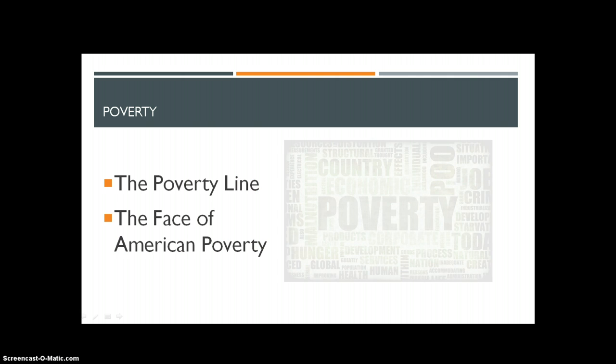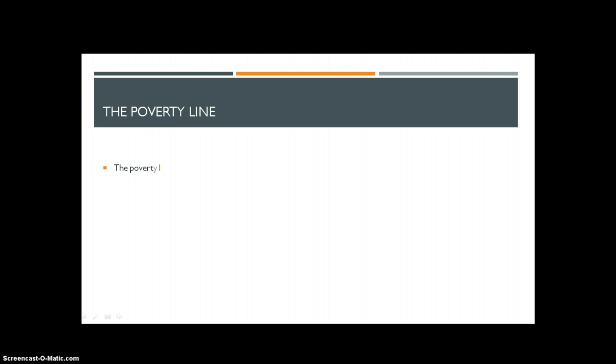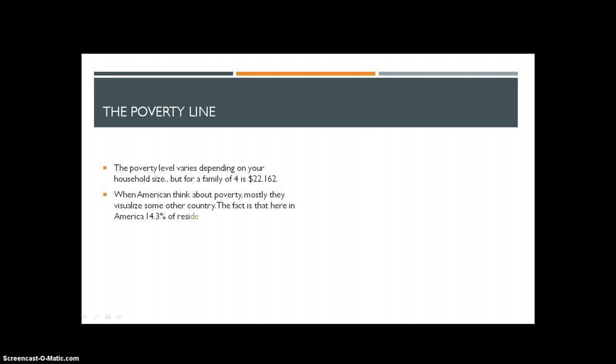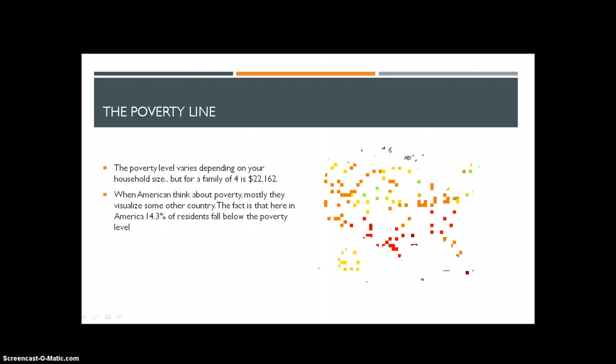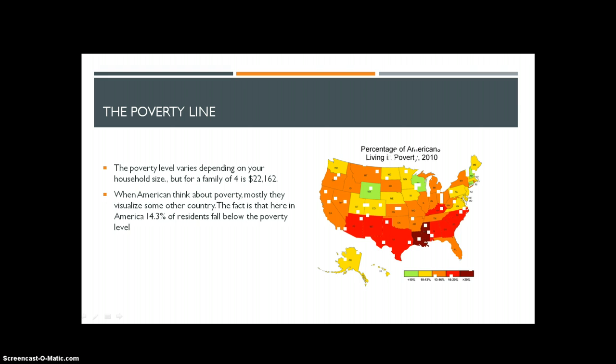Poverty has two factors that we'll be going over today: the poverty line and the faces of poverty in America. The poverty line is the minimum amount of income the federal government believes a family needs for food for three months, and then they multiply that by 3. According to Newman, the poverty line for a family of 4 is $22,162.